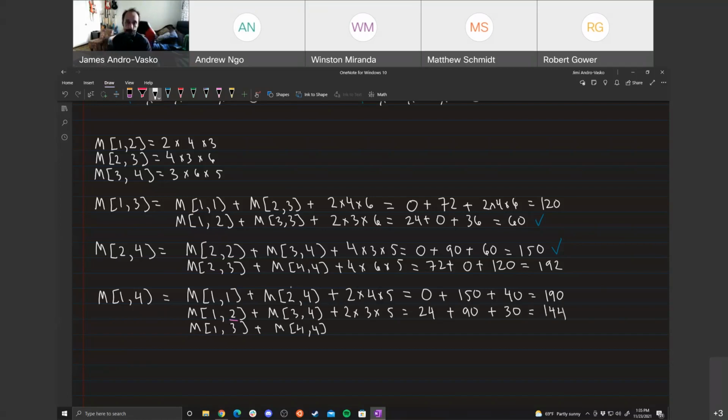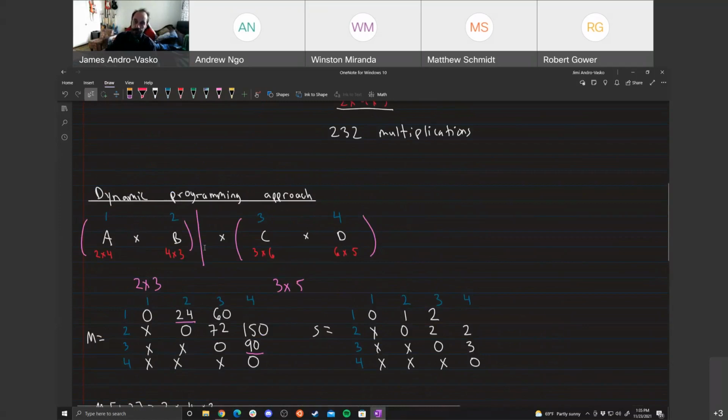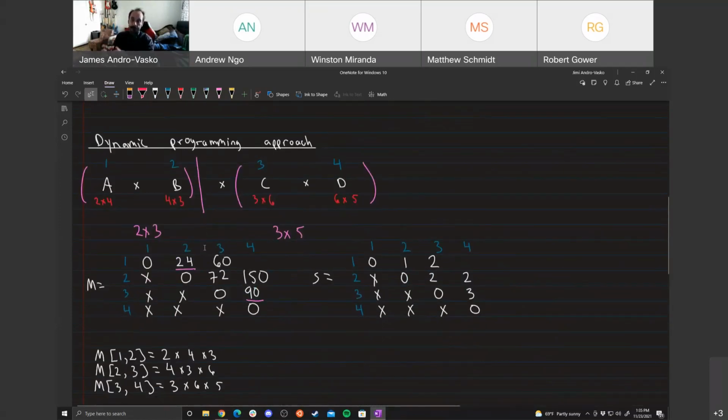So if we choose 2 for a cutoff, this approach is actually better than just saying B times C times D, and that result will apply to A. This is actually better, this other approach. But you still have one more approach left.